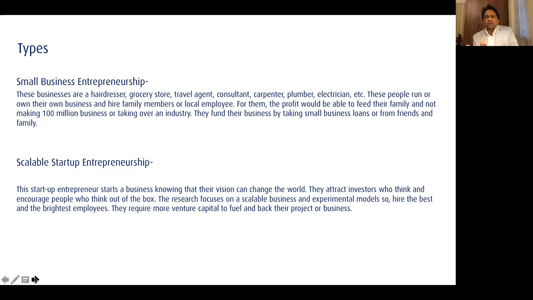One is a small business who looks at it from an area or a city or a region point of view, and he is a person who is about more in terms of feeding his family than to make a larger impact. So these are typical guys like a hairdresser, grocers, travel agents, consultants. Well, it depends on what type of consultants, carpenters, plumbers, electricians, and so on. So these are small business owners, and even that particular industry has now started seeing a lot of aggregation that is happening. For example, hairdressing.